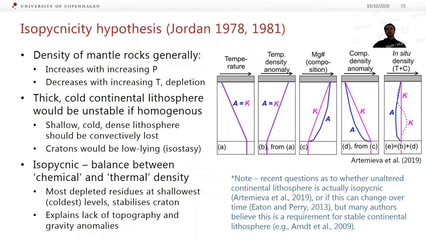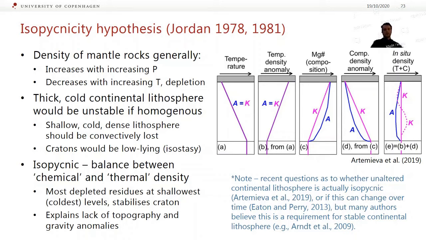The other output of this is that if it's denser, then cratons should be low-lying because of isostasy, which I hope you guys are familiar with. Yeah? Okay, great. And what we actually see is that cratons are not particularly low-lying at all. They're generally just areas of low topography, but they're not basins or shallow areas.